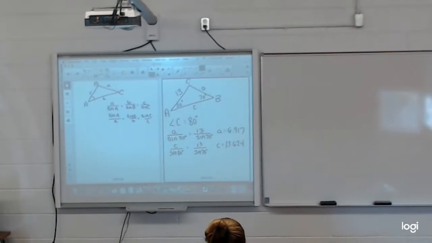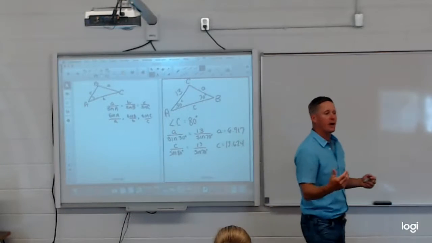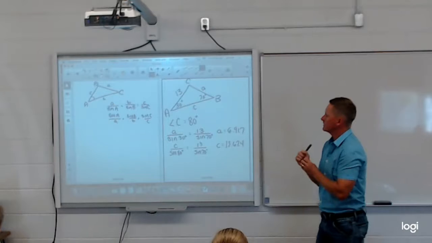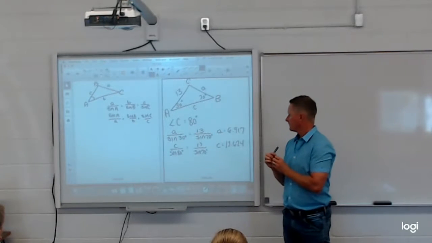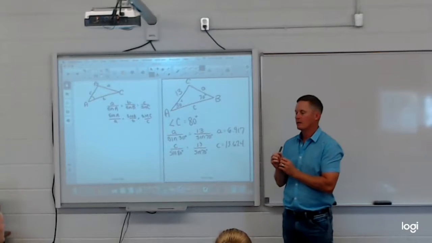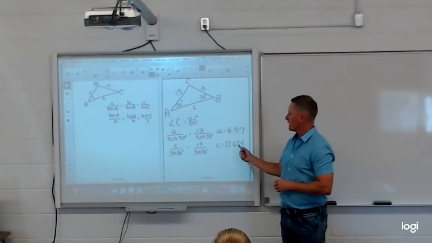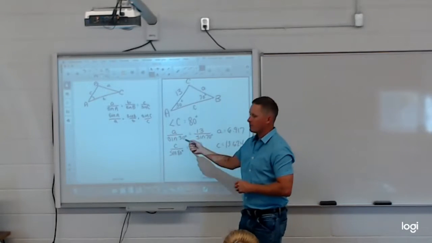Okay, so what's the first key indicator? The quick one. If I don't have a lot of time on the test, what's the quick one to look for to make sure I've got it right? The longest side is opposite the greatest angle. Okay, so the largest angle is 80. The largest side is 13.624. Smallest is 6.917, smallest angle is 30.